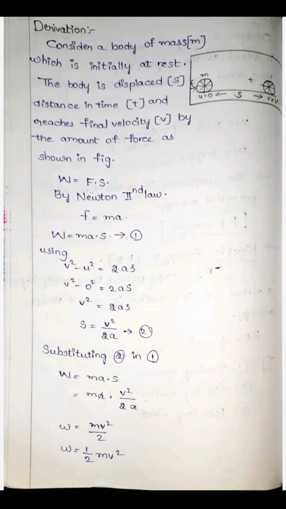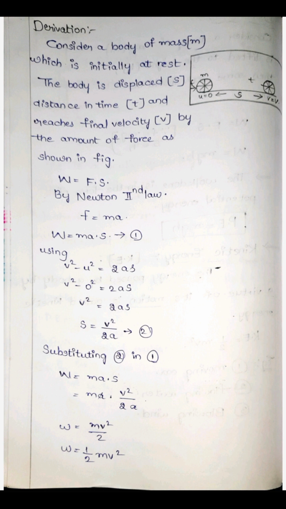This is equation 1. Using the formula v square minus u square equals 2as, we know that there is no initial velocity because the body is at rest, so u equals 0. v equals final velocity. The moving body has final velocity. So v square equals 2as. We want the S value, so S equals v square by 2a. This is equation 2.